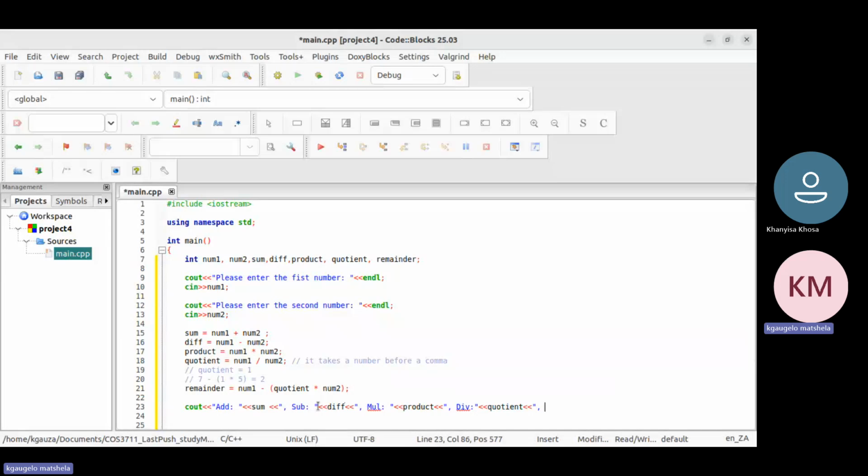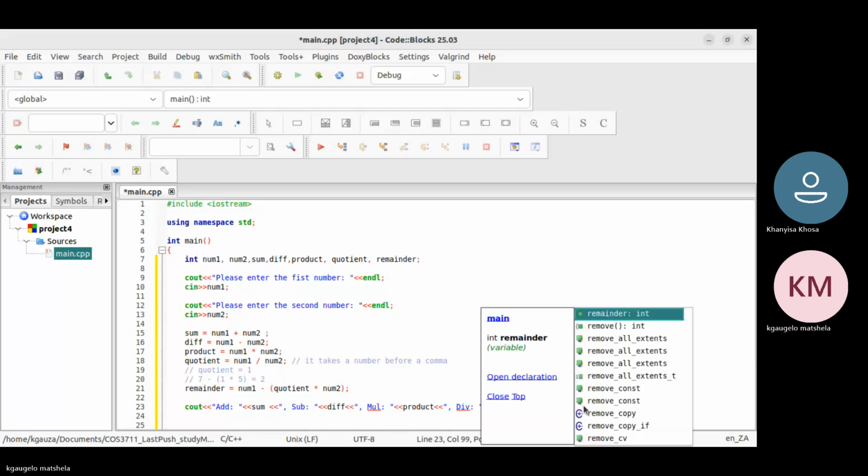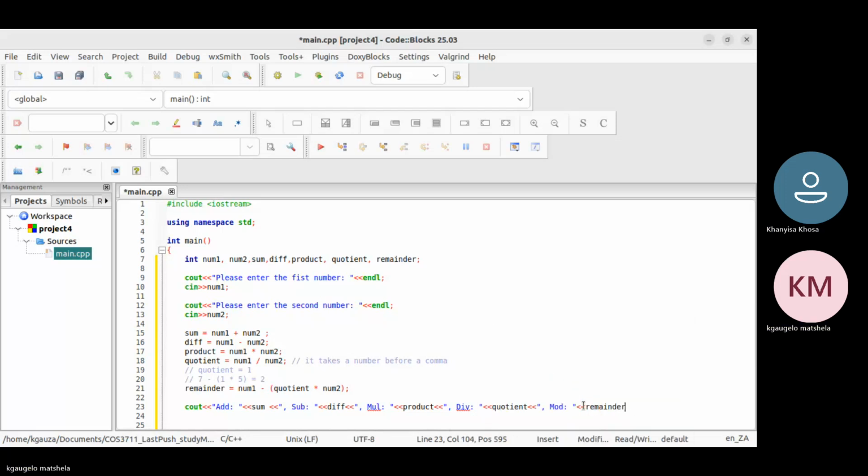I'm just going to denote it by mod. Just leave a space there, because if you don't leave a space, your stuff is going to be close to each other, you see. Remainder. I can end my line there.